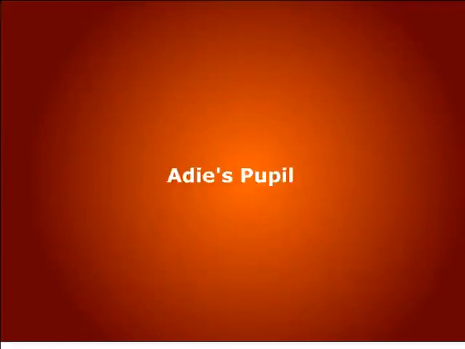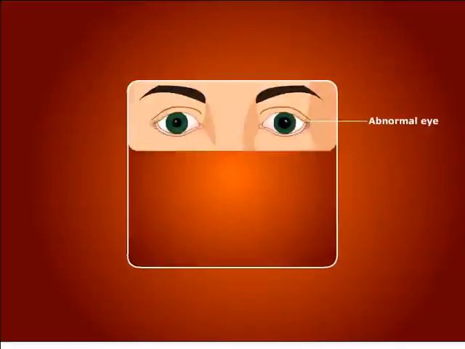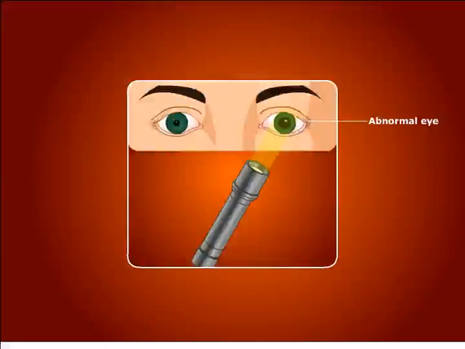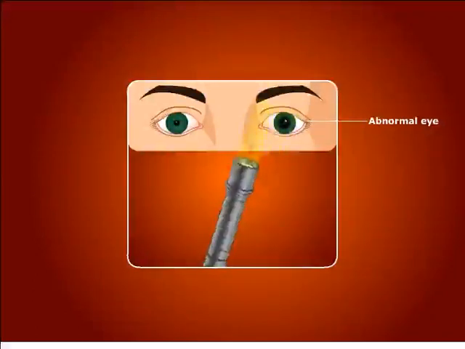Adie's pupil refers to a dilated, poorly reactive pupil, secondary to dysfunction of the ciliary ganglion. The affected pupil is slightly enlarged, resulting in unequal size of the pupils, a condition known as anisocoria. When light is shined to the affected eye, there is no rapid response in the ipsilateral pupil, whereas the contralateral healthy pupil constricts normally, responding to the consensual light reflex.